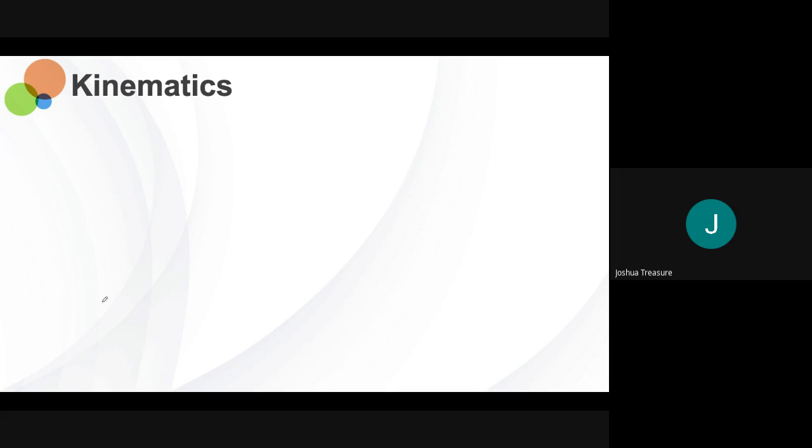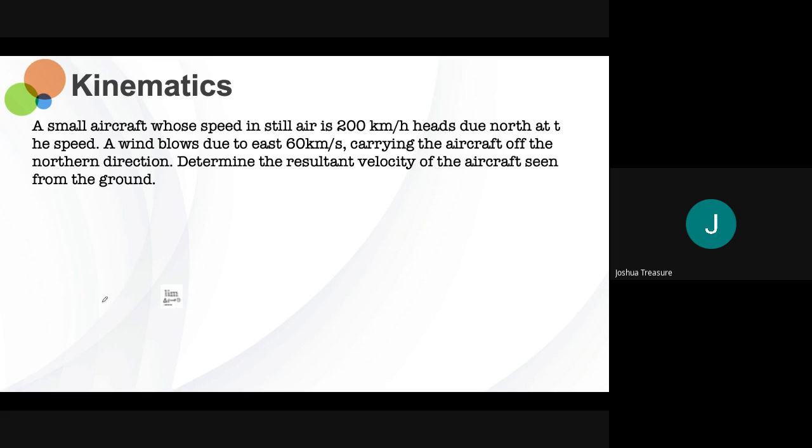All right. So move on now. A small aircraft whose speed in still air is 200 kilometers per hour heads due north. A wind blows due east at 60 kilometers per second, carrying the aircraft off the northern direction. So it basically changes the direction of the aircraft. Determine the resultant velocity of the aircraft seen from the ground. All right, so this is just an example.